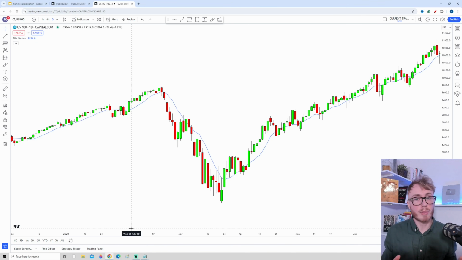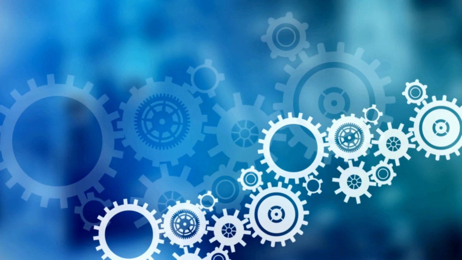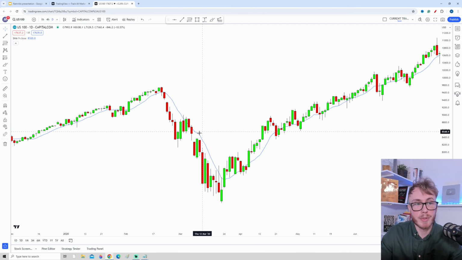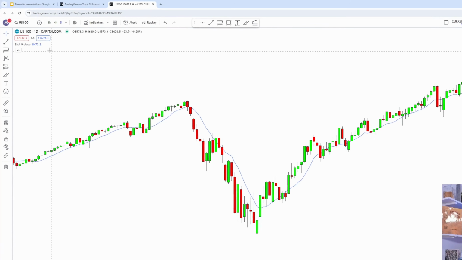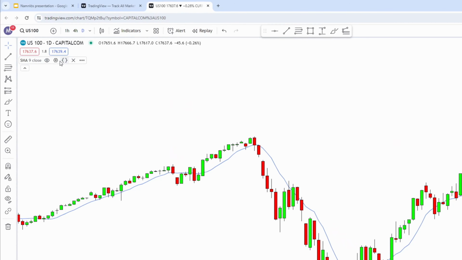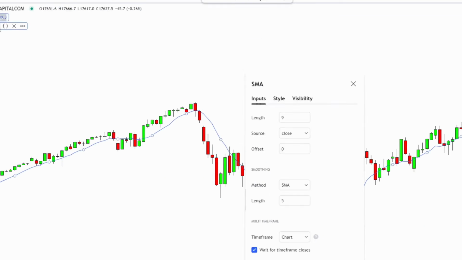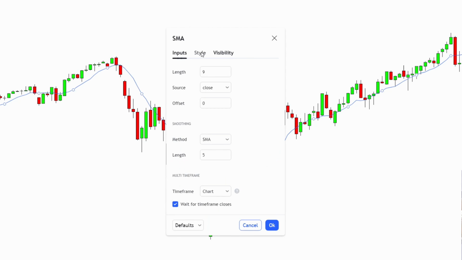So now the first thing we have to take a look at is how do we change the length of the moving average. To do this, we want to navigate up here to the upper left corner and press on the settings tab right here. Then you want to make sure that you navigate to the inputs tab for the moving average. And you can see that the first setting here is the length. So this is how long we want the moving average to be.